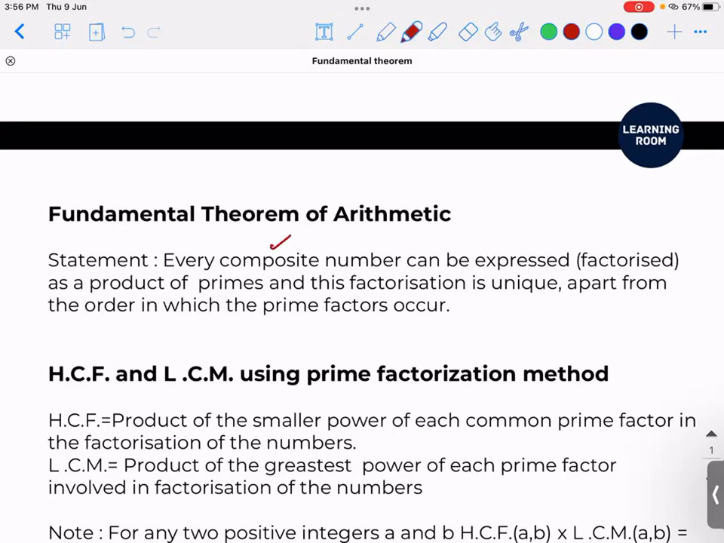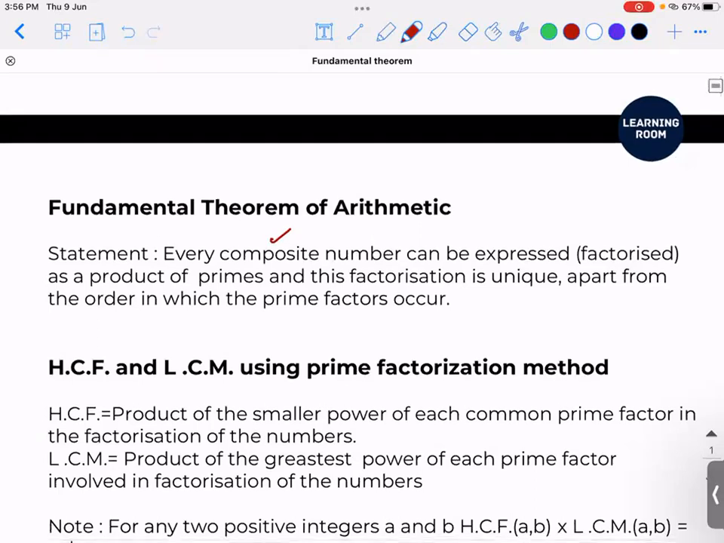It is exactly the opposite of a prime number. So when you talk about a composite number, you have factors other than 1 and itself. When you do that, will you be able to represent them in terms of prime numbers is the question. The fundamental theorem of arithmetic mainly speaks about a composite number being expressed as a product of prime numbers. And how can you do that? Using the prime factorization method. So every composite number can be expressed as a product of primes, and this factorization is unique.